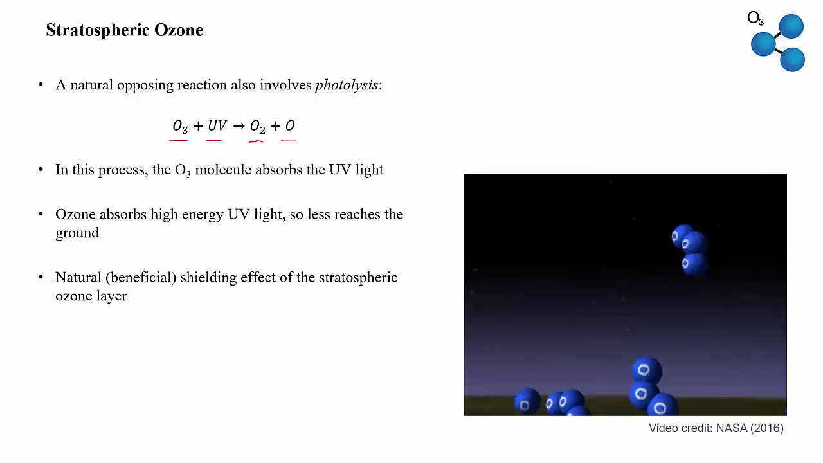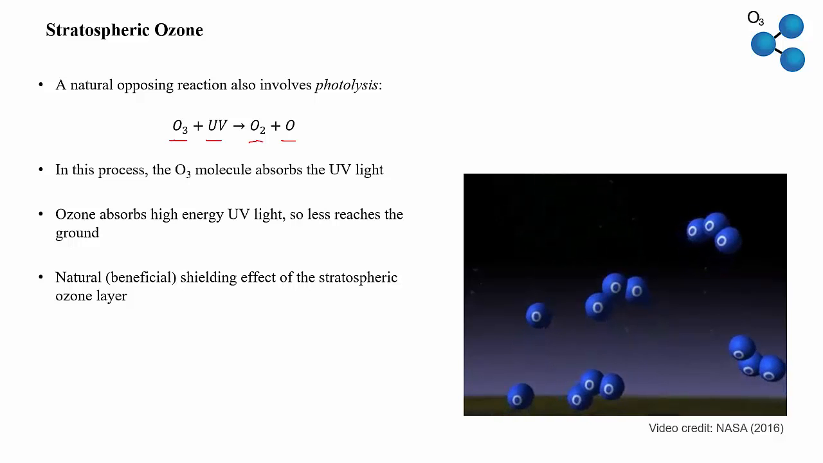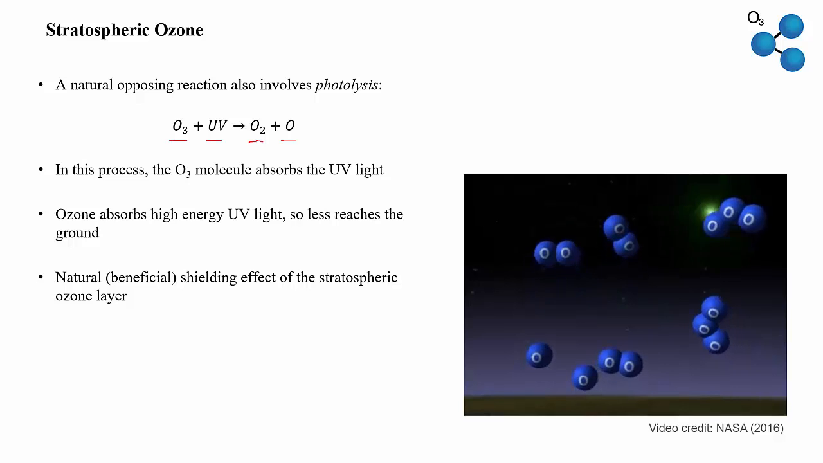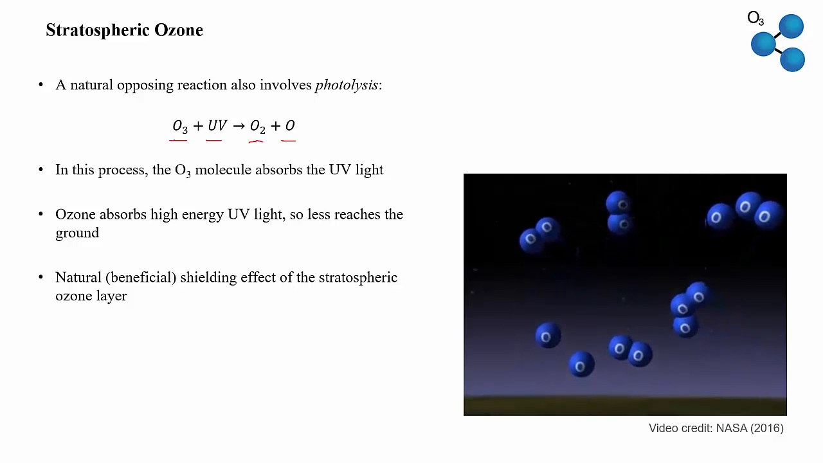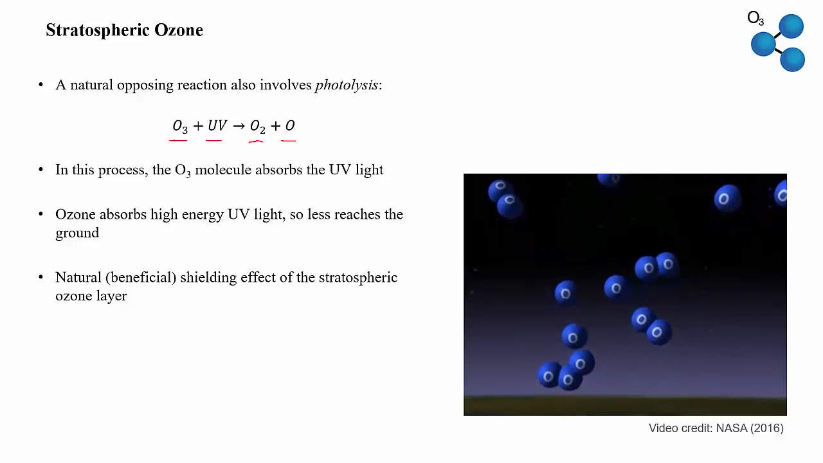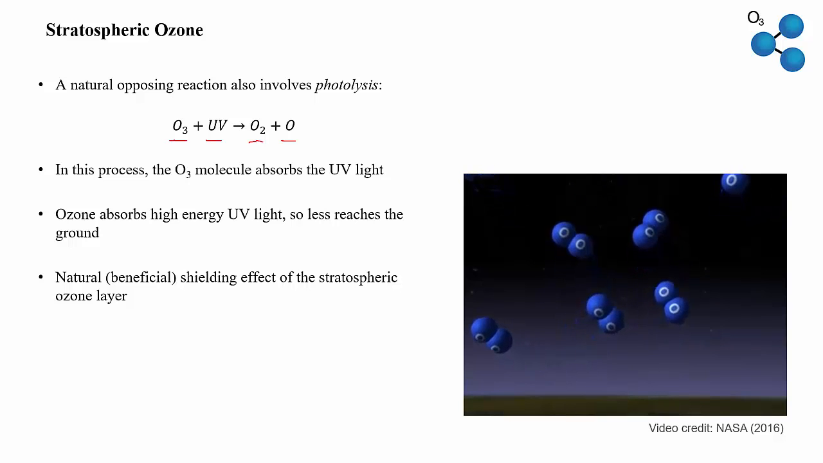Again, here I've got a short video from NASA that demonstrates this process. So here we see in the center an ozone molecule being struck by an ultraviolet light photon and dissociating into atomic oxygen and molecular oxygen. And in the process, the UV photon is absorbed, providing the shielding effect.